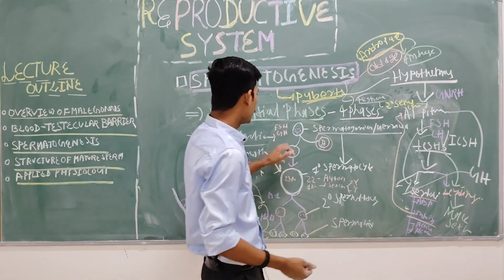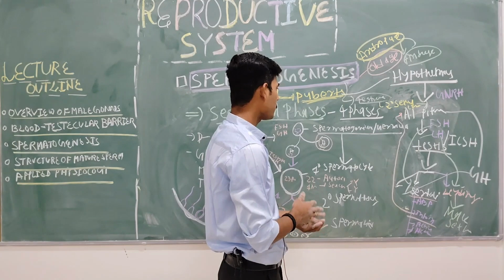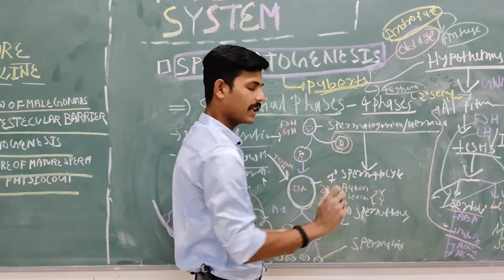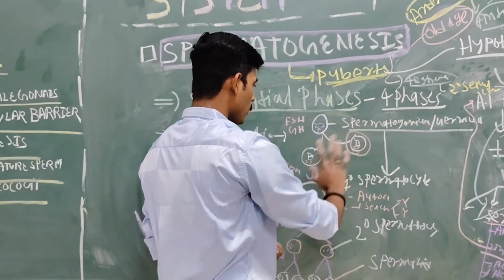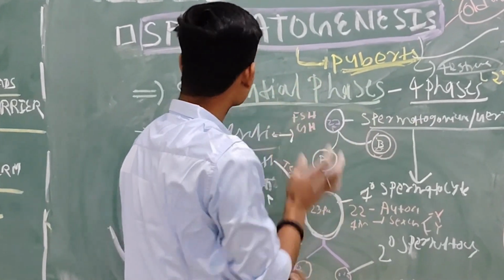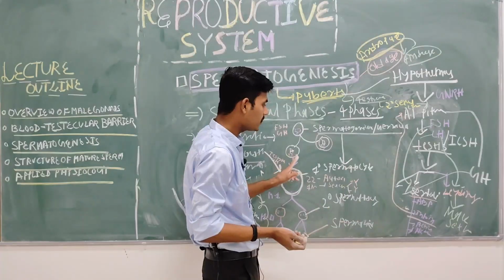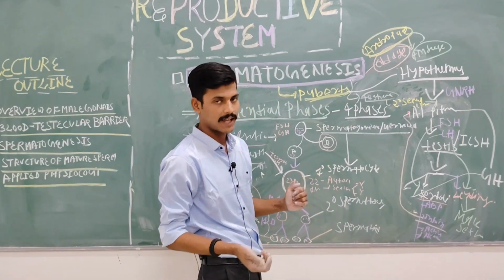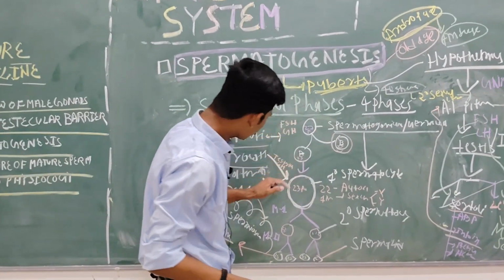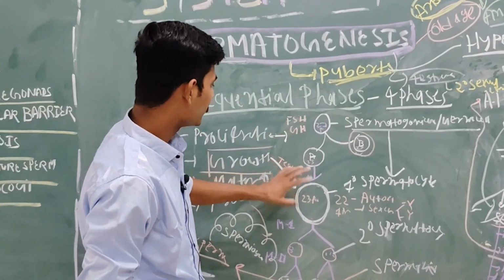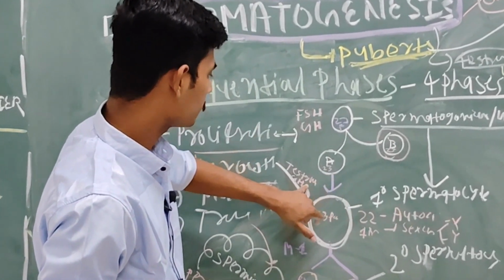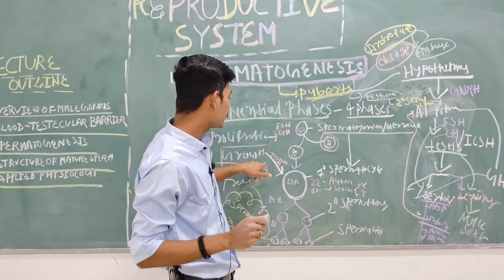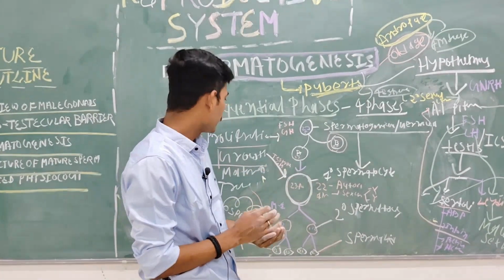Now, what is happening? Under the effect of FSH and GH, the spermatogonium divides, proliferates into two cells called type A and type B. Type B will be preserved, it will be stored. Type A starts participating in the process of spermatogenesis. Type A has 23 pairs of chromosomes, 22 are autosomes, and one pair is a sex chromosome, either X or Y. Now, these enlarge their size under testosterone and growth hormone, and this is called the growth phase. Growth phase is only marked by the increase in size.